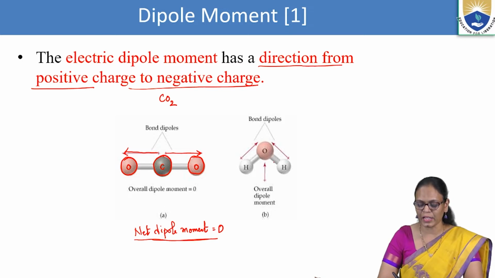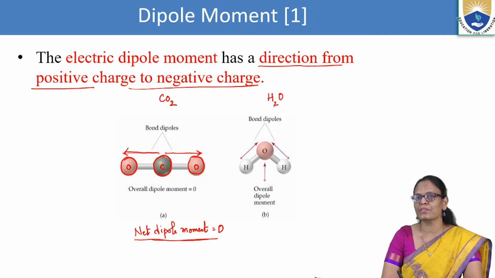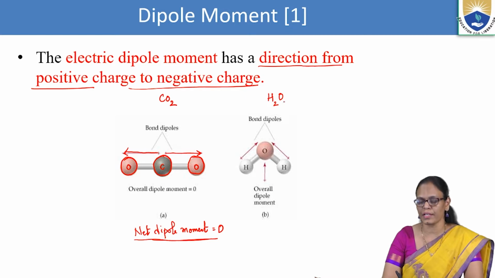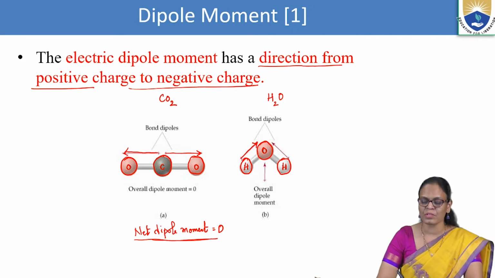Now let us take another example, H2O, water. Two hydrogens and one oxygen. So hydrogen is positive and oxygen is negative. So how are we drawing the diagram? This is one hydrogen and this is another hydrogen and this is oxygen, H2O. Now, how is the dipole moment? Always from positive to negative. So this is the dipole moment from H to O, and this is the dipole moment from H to O.